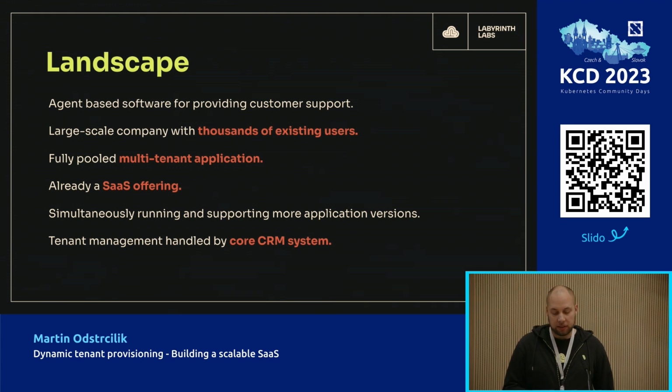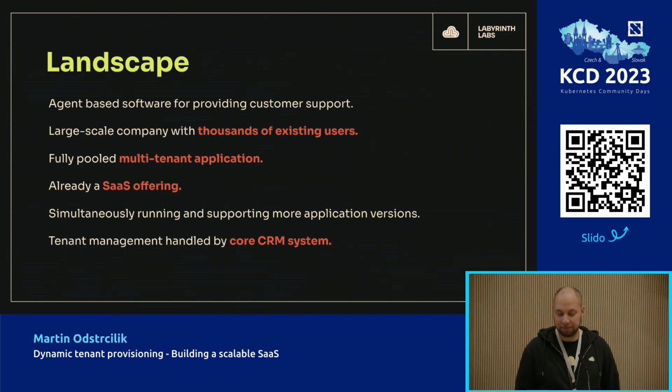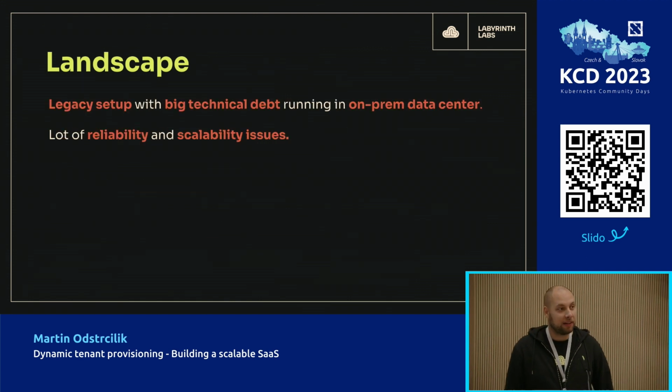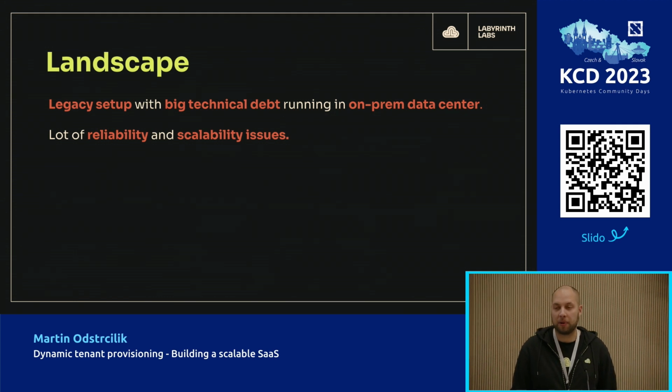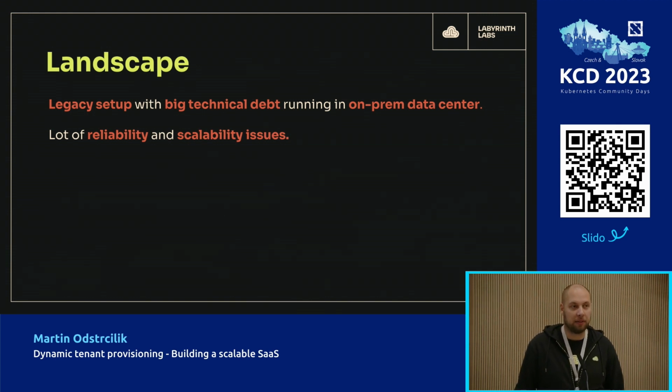Also, they are simultaneously running and supporting more application versions. And the tenant management is handled by some core CRM system. This is the control plane I talked about. So everything is okay, right? So what's the problem here? They got a real legacy setup and a huge technical debt. And everything is running on on-premise data center. That means that they have, unfortunately, a lot of reliability and scalability issues.